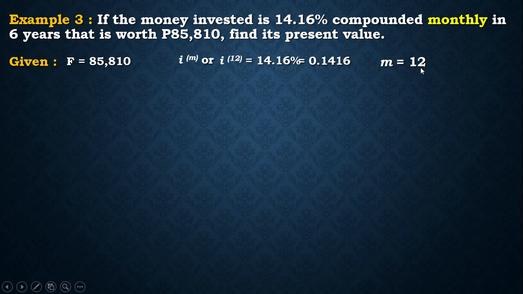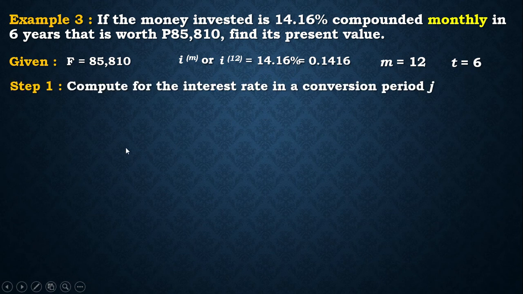Kanina po natutunan natin na kapag semi-annually that is equal to 2, quarterly that is equal to 4, and then pag monthly that is equal to 12. And then we have the term or the time in years that is 6 years dun sa problem. Now, let's proceed sa step number 1.